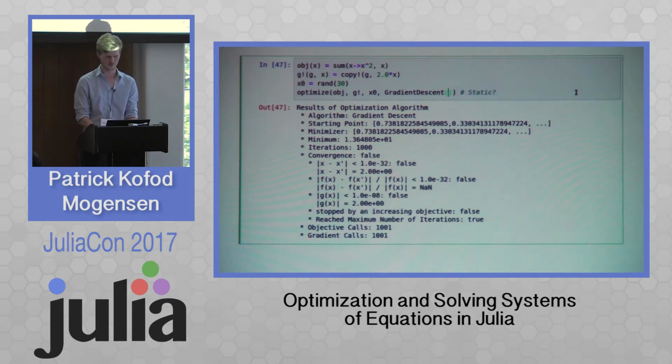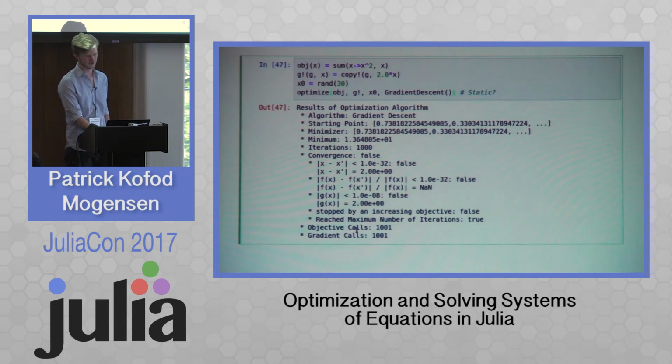So let's just remove that because that was a pretty stupid idea. Okay? And you also see that the objective calls and gradient calls match quite nicely with the number of iterations because we didn't actually do any line searching here.